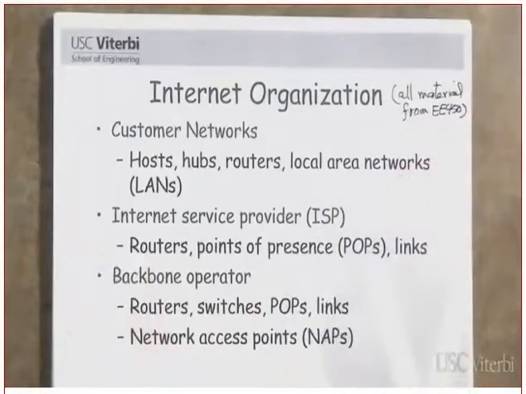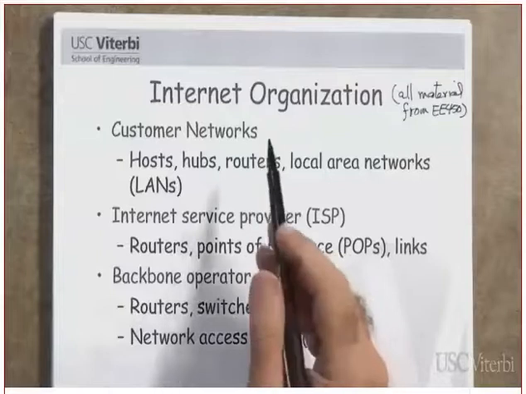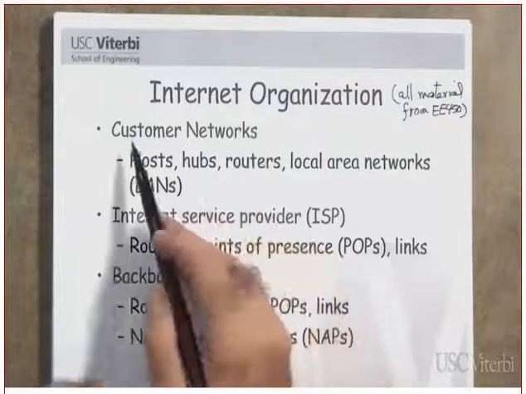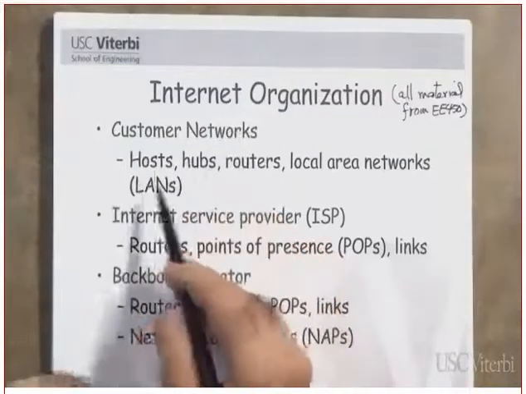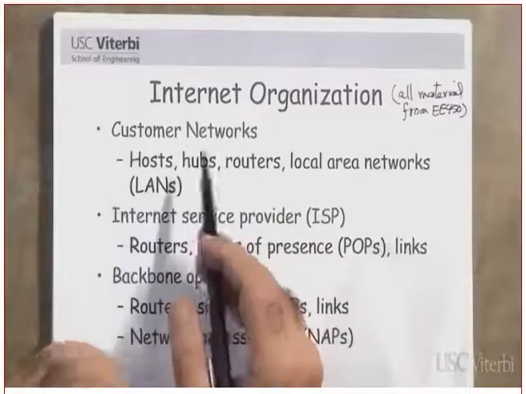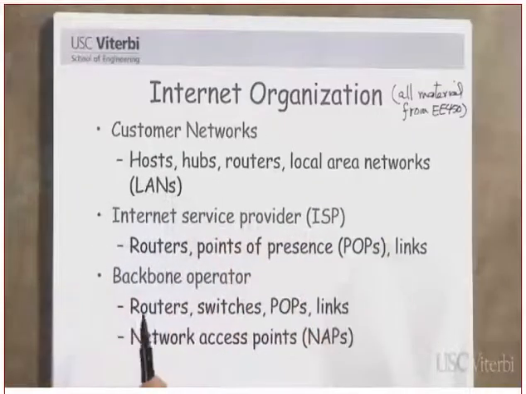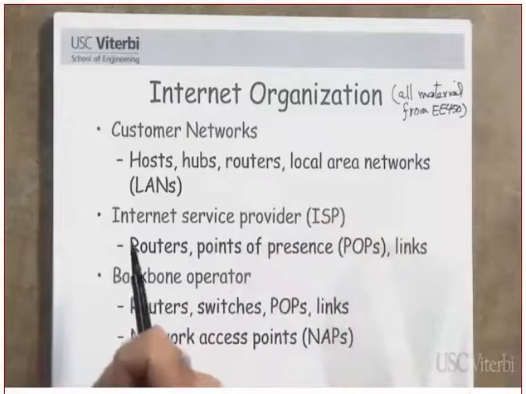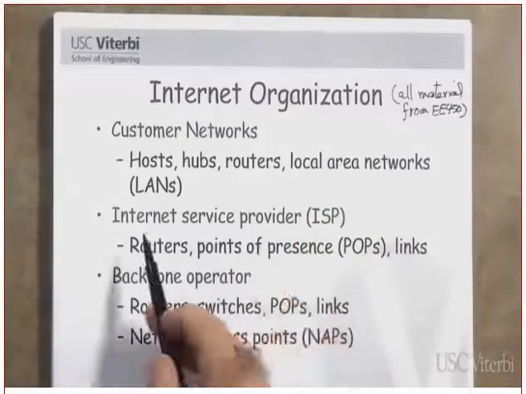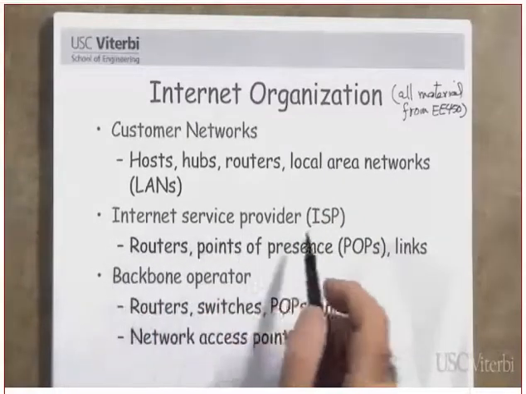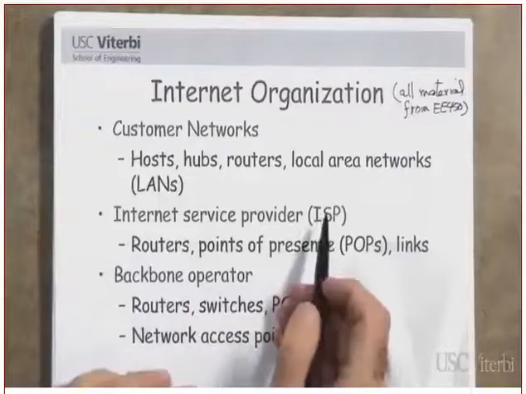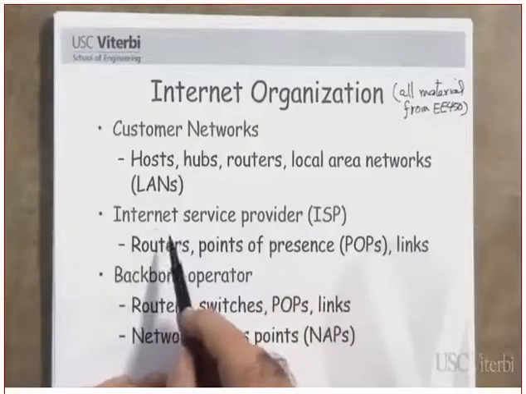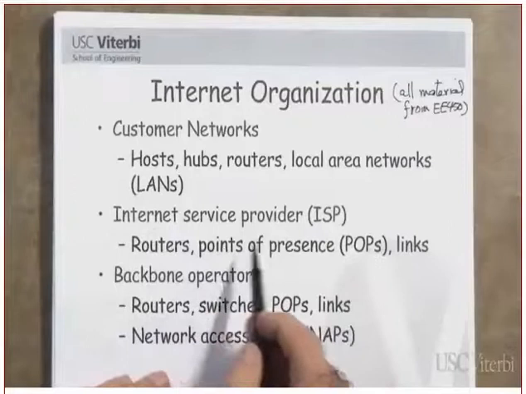We started looking at internet organization, and we said that the internet organization consists of several types of networks, the customer networks. In the customer networks, we see a whole bunch of hosts, hubs, routers, local area networks, and so on and so forth. Mostly, it's a local area network type customer network. And then we have a series of ISPs, the internet service providers, and the internet service provider's network consisting of several routers and points of presence.